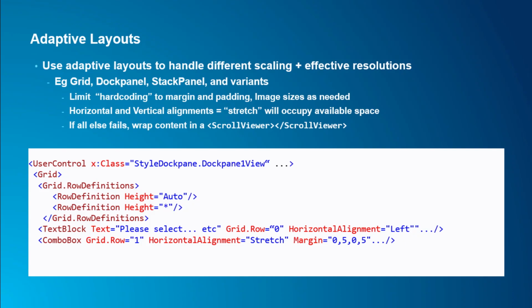So the containers like grid, dock panel, stack panel, wrap panel, and so forth. Really, you want to avoid fixed positions. You want to avoid hard coding, except, say, for things like margins and paddings, perhaps images if you don't want them distorted. Consider horizontal and vertical alignments of stretch to occupy the available space. If you do have some required minimum dimension, if all else fails, you consider wrapping your content in a scroll viewer. That way, if it gets clipped, you'll get horizontal and vertical scroll bars to allow them to navigate to the clipped content.